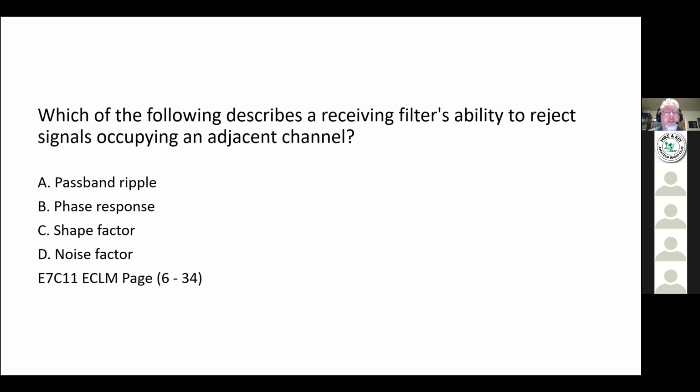Which of the following describes a receiving filter's ability to reject signals occupying an adjacent signal? A, passband ripple. B, phase response. C, shape factor. Or D, noise factor. The correct answer is Charlie, shape factor.